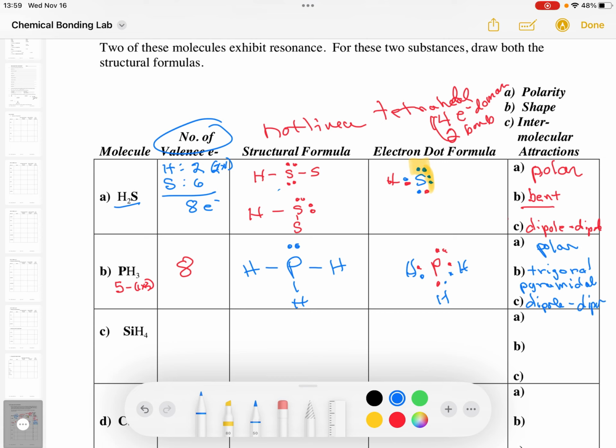I'm going to go ahead and write my polarity up here, and I'll do that with green. This is my delta minus end. This is my delta plus end. The unshared pair of electrons that you see right here is always the delta minus.